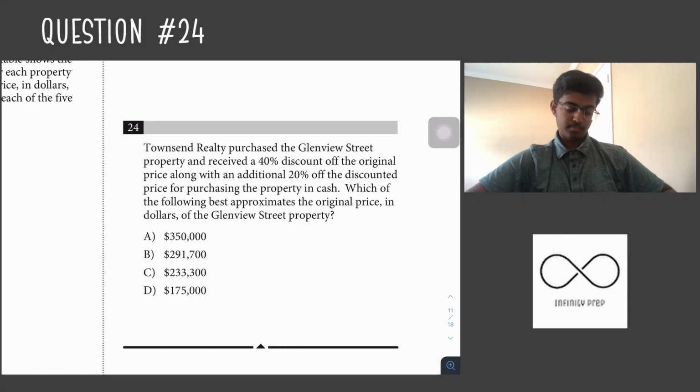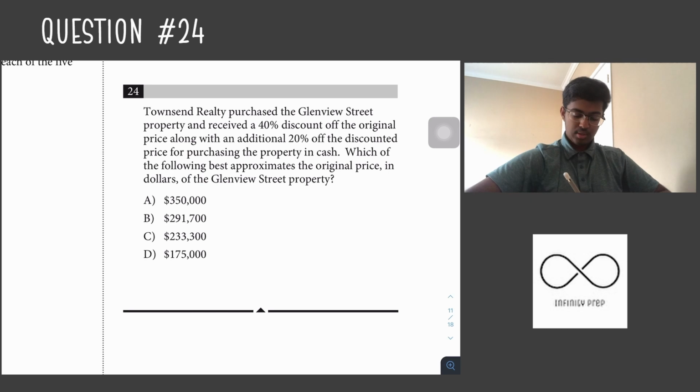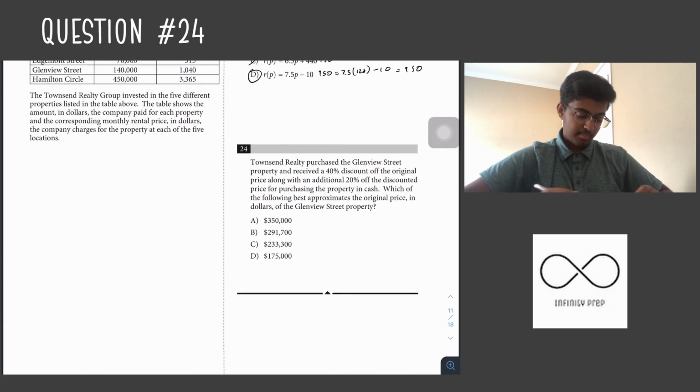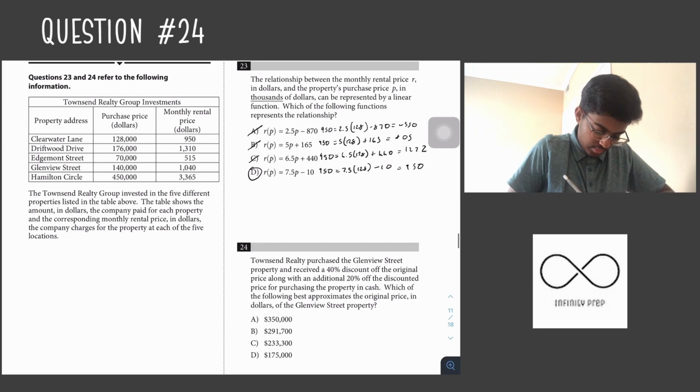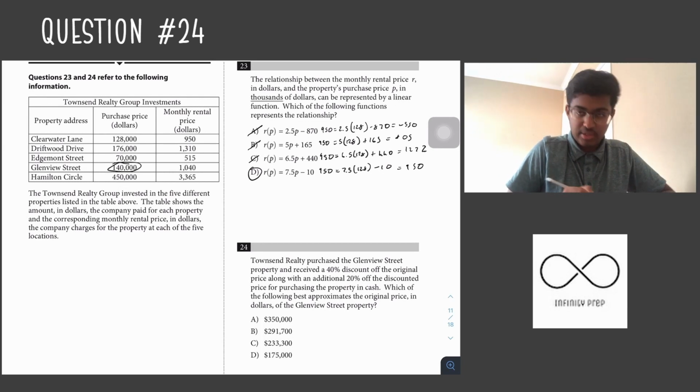Question number 24. Townsend Realty purchased the Glenview Street property and received a 40% discount off the original price, along with an additional 20% off the discounted price for purchasing the property in cash. Which of the following best approximates the original price in dollars of the Glenview Street property? An easy way to do this would just be to test each of these answer choices and see which of them matches the 140,000 right here.